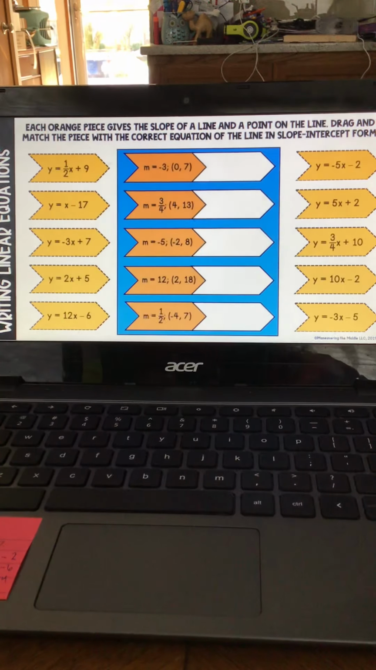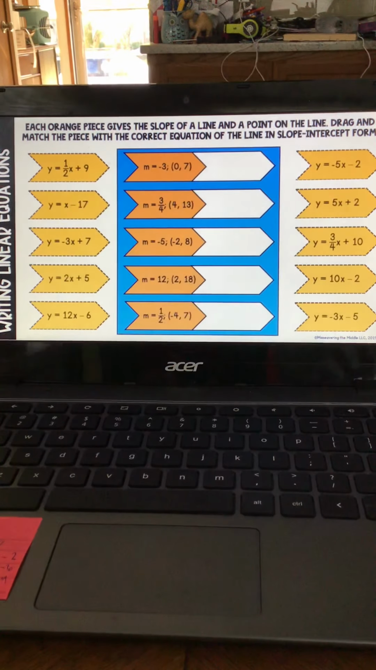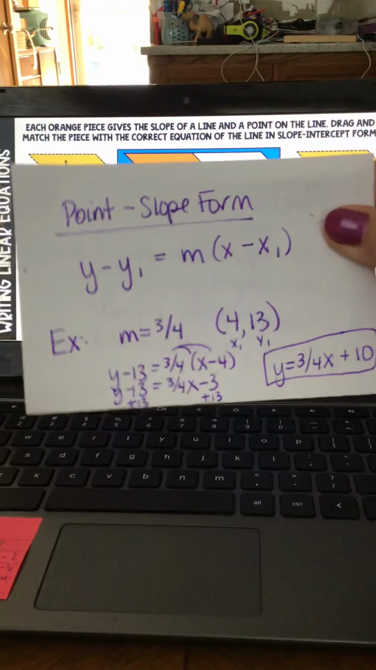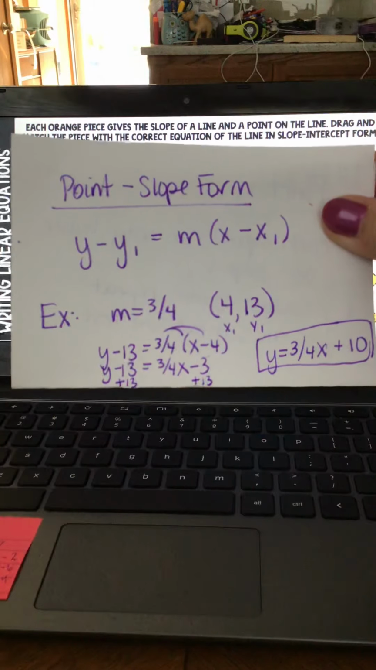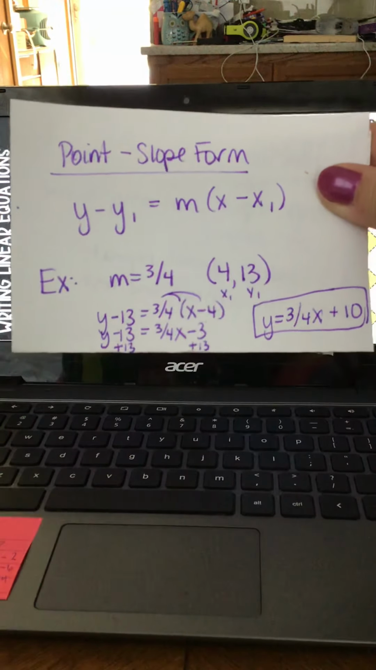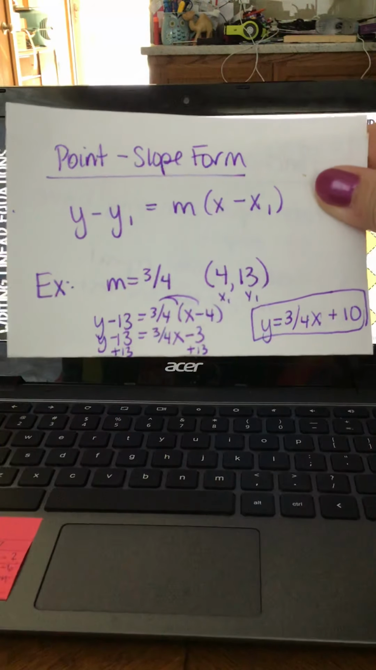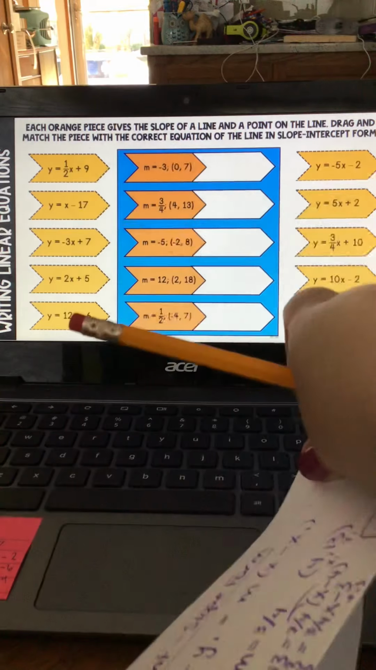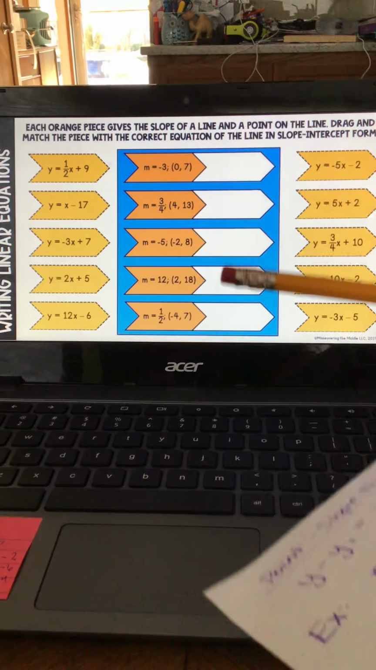The last section is a quick overview of point slope form. So remember, point slope form is y minus y1 equals m, x minus x1. I did one of the examples that was off of your slides. If your slope is 3/4 and your point is (4, 13), what you're supposed to do in the slides is find which one of these would match up with this information. There's only 5 of them.